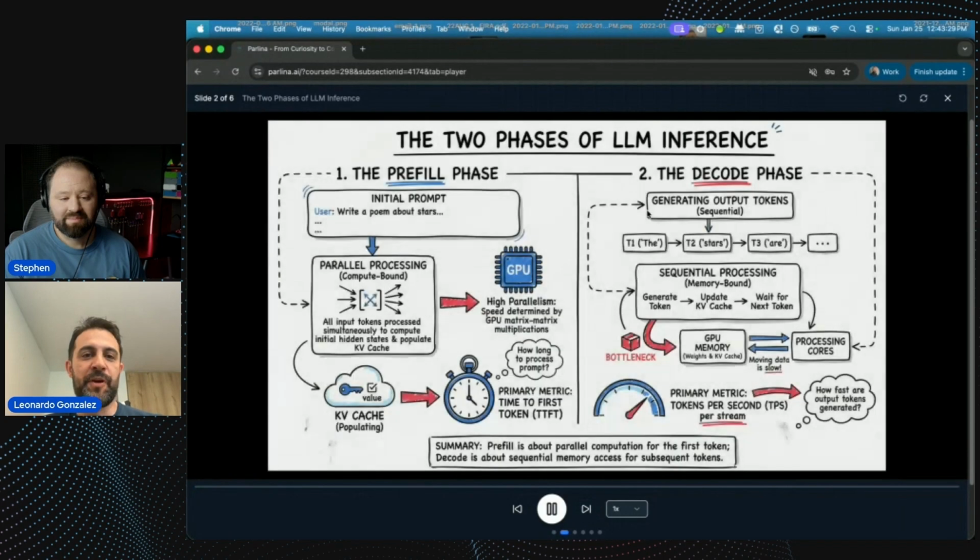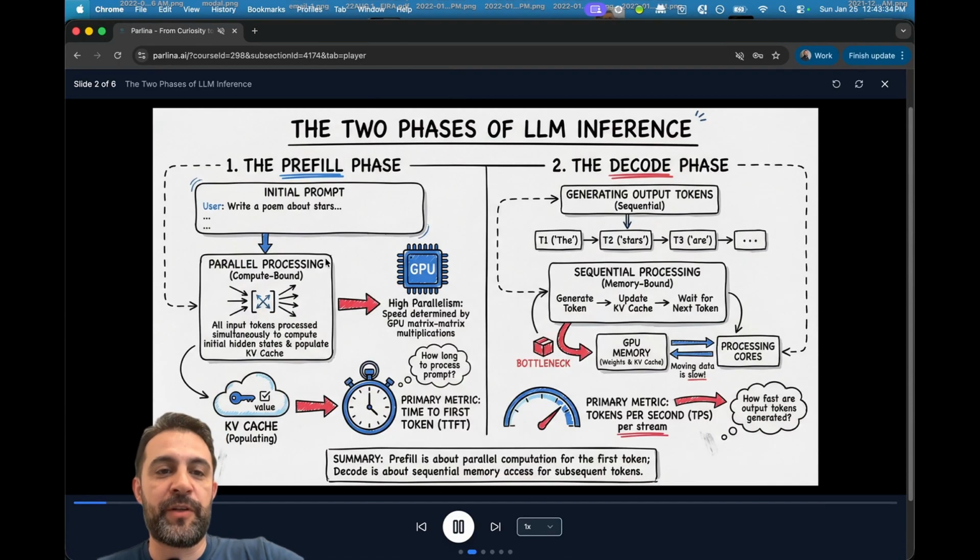So this first part covers the two phases. The initial phase is prefill, and that's essentially processing the context, the prompt, the spec, the huge input. Because it's already known, it can be done in parallel.